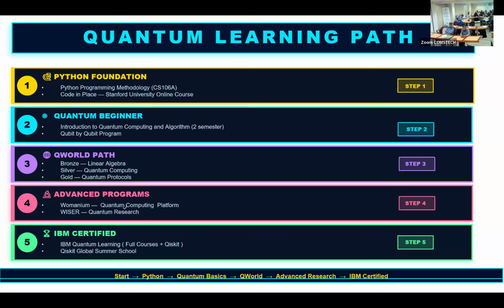Then when you have all these bases, you can get to the advanced courses, which are going to show you what's currently the best thing that's happening, the latest research, the latest stuff which is going to happen. So for the advanced courses, you can join the Womanium course or the WISER course. The WISER course is right now open, and for students, it's mostly free. So go and subscribe to that. It's not always a thing that you can grab everything out of it, but you can get something.